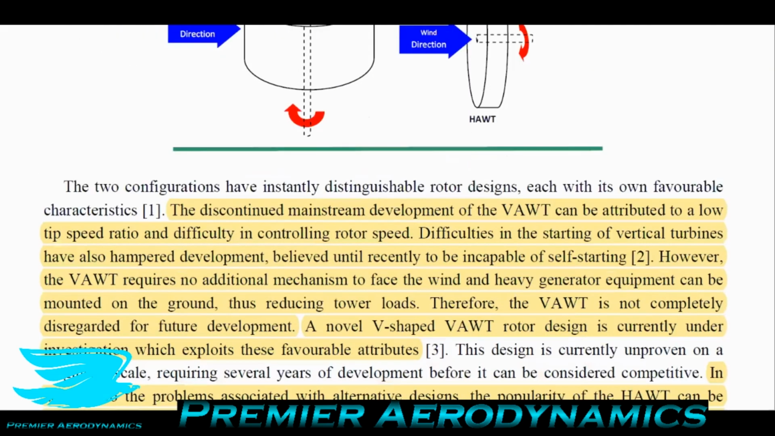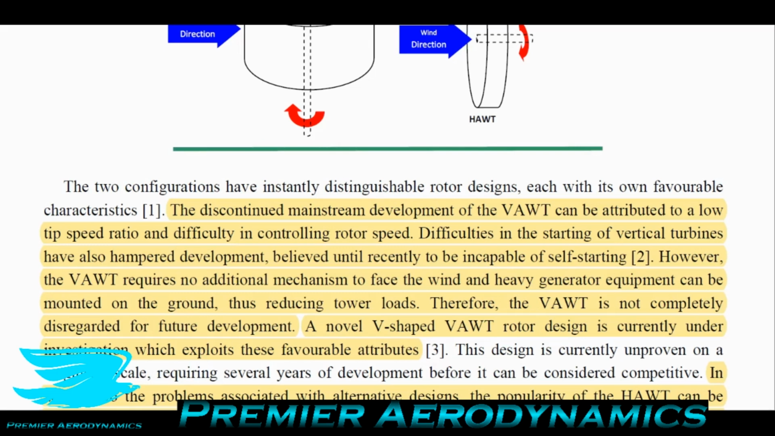They say that the discontinued mainstream development of the vertical axis wind turbine, or VAWT, can be attributed to a low tip speed ratio and difficulty controlling rotor speeds. Difficulties in the starting of the vertical turbines have also hampered development, believed until recently to be incapable of self-starting. So I sense that there's a bit of a twist here.